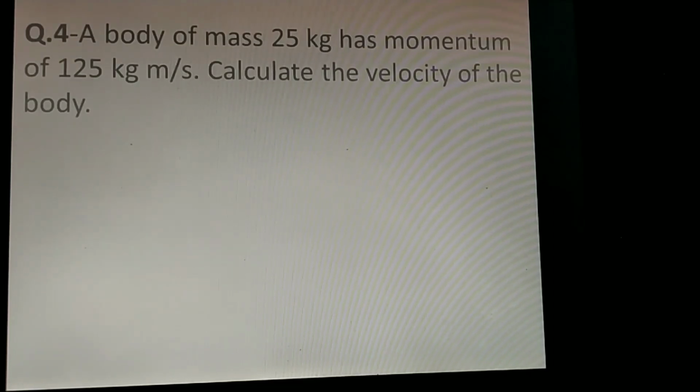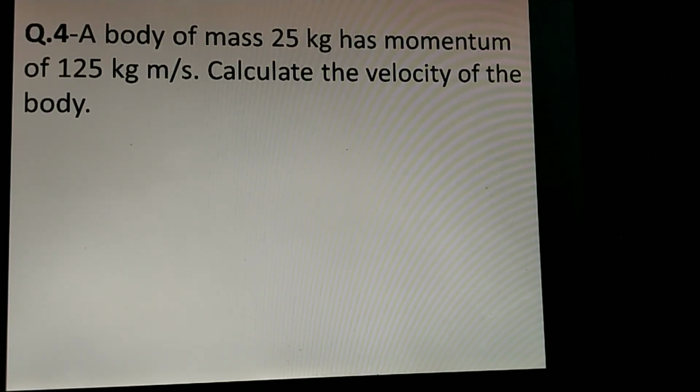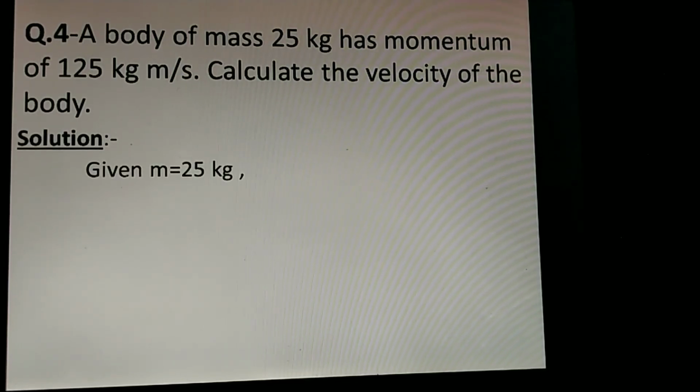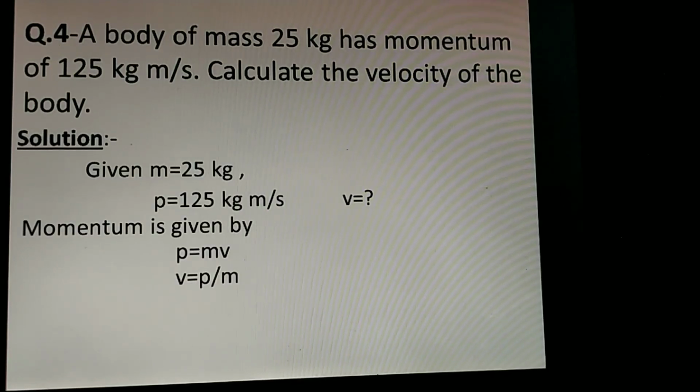So the next question is, a body of mass 25 kg has momentum of 125 kg meter per second. Calculate the velocity of the body. So here mass is given, that is 25 kg. Momentum is given, mass is given, and you have to find out the velocity here. So write down the values first. m is equal to 25 kg, P is equal to 125 kg meter per second, and v you have to find out.